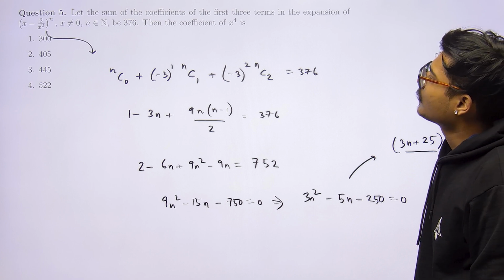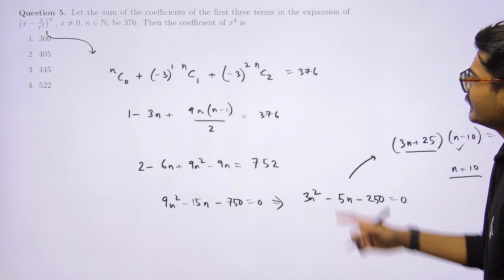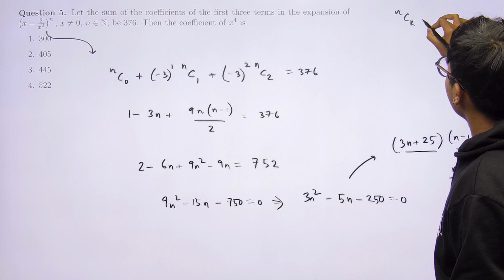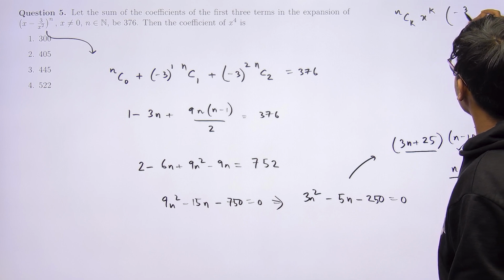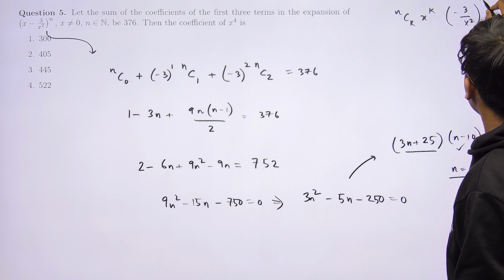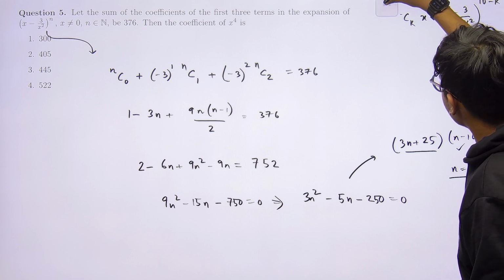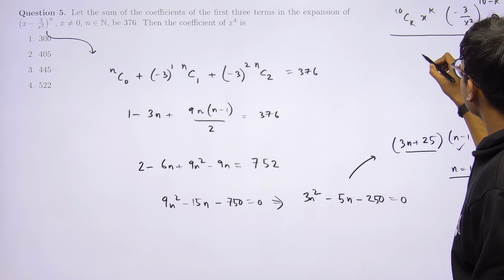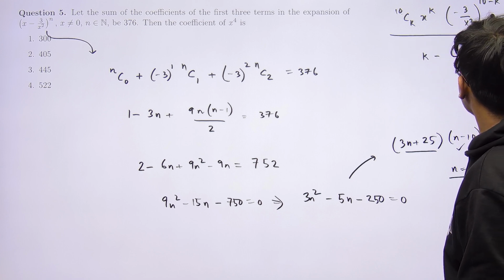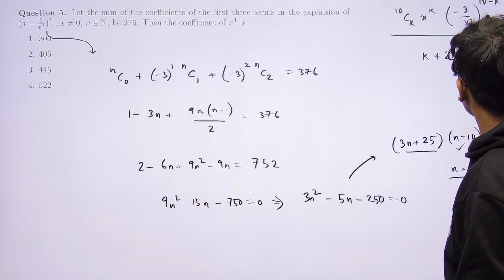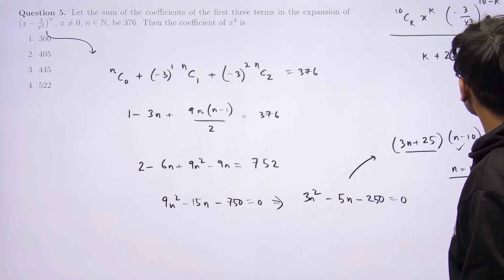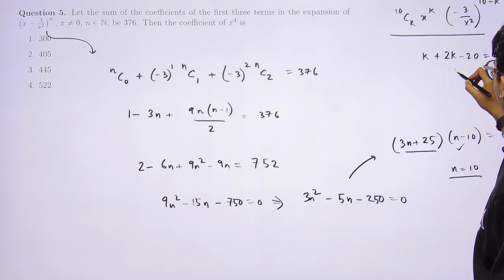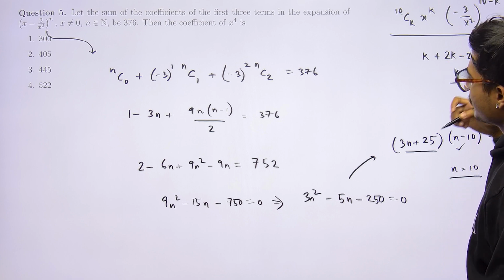Now you're looking for the coefficient of x to the power 4, right? A general term in this expansion is going to look like n choose k, x to the power k, times (minus 3 by x squared) to the power n minus k, assuming I replace the value of n, which we got, right? So the power of x in this general term is k minus, this will become a minus, so you'll get a plus 2k minus 20. And if you want this value to be equal to 4, we get that k has to be equal to 8.